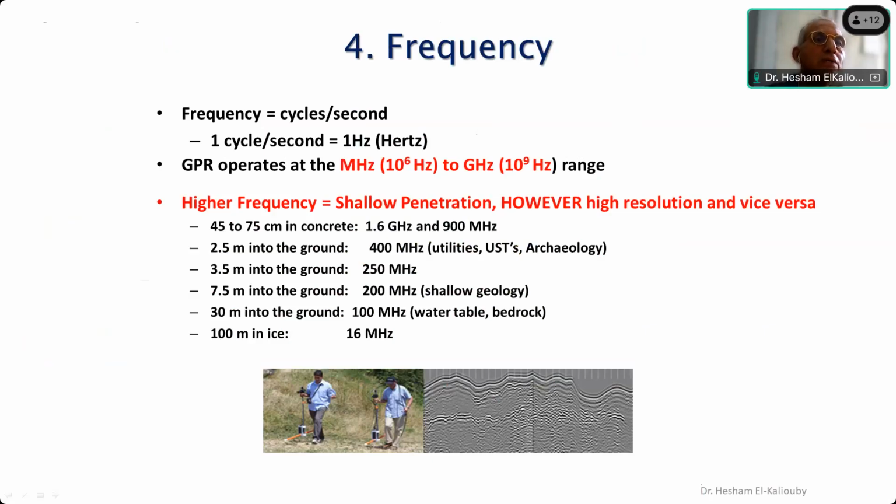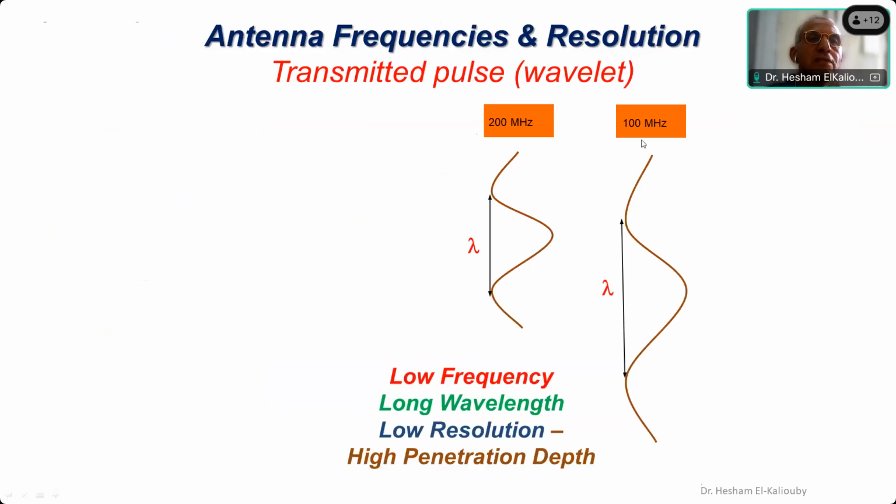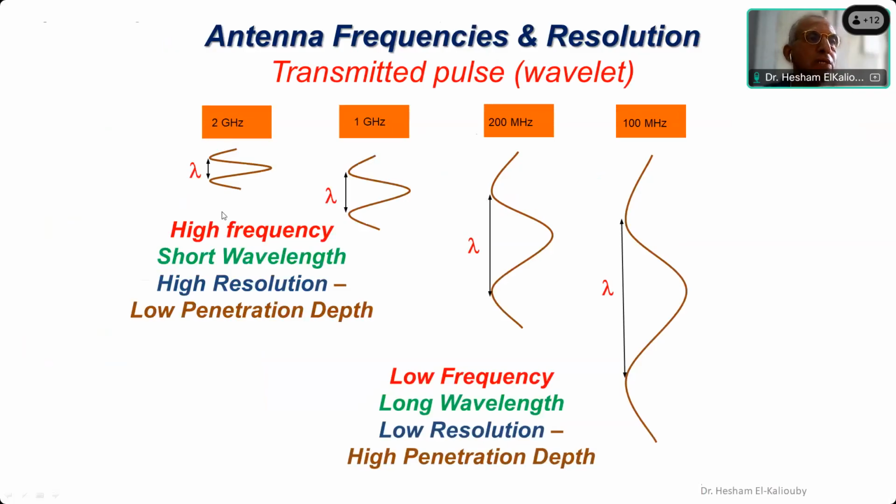In order to understand that, low frequency antennas like 100 megahertz or 200 megahertz have a long wavelength, lambda here. It can provide us with low resolution, but it can penetrate quite deep into the ground. On the other hand, high frequency antennas like 1 gigahertz or 2 gigahertz have a very short wavelength, and can have high resolution, which means high detail, but cannot go quite deep. So there's a trade-off between depth and resolution. If you would like to see quite deep, you sacrifice resolution. If you would like to have high resolution, you sacrifice the depth of investigation.